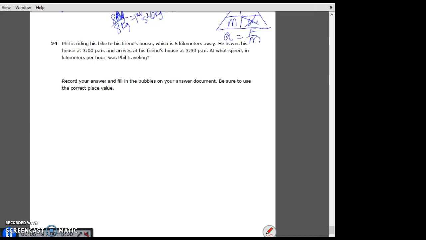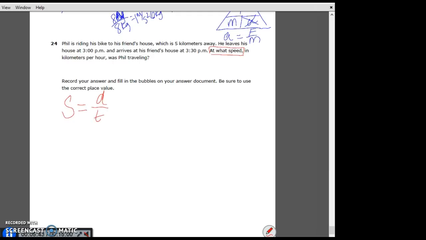He leaves his house at 3 p.m. and arrives at his friend's house at 3:30 p.m. At what speed in kilometers per hour was Phil driving? So let's see. First of all, what are we being asked to find? At what speed? In order to find speed, we look at our handy formula chart, and we know that speed is equal to distance divided by time. So let's go back to our problem.